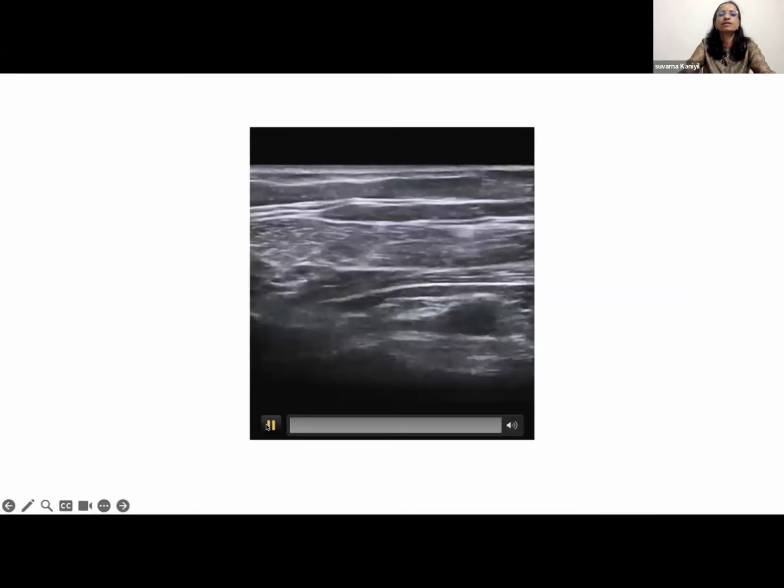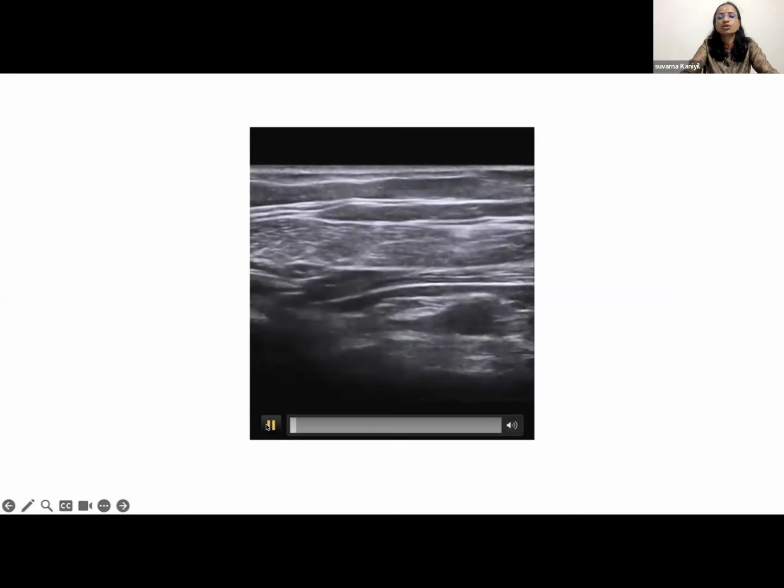This video shows how the needling is done. You can see the needle coming and going to the posterior aspect of the axillary artery to deposit the drug. You can always do the hydrodissection to locate the needle. In the in-plane approach, you can see the whole of the needle. Or if you have any doubt, always do the hydrodissection to locate the tip of the needle.